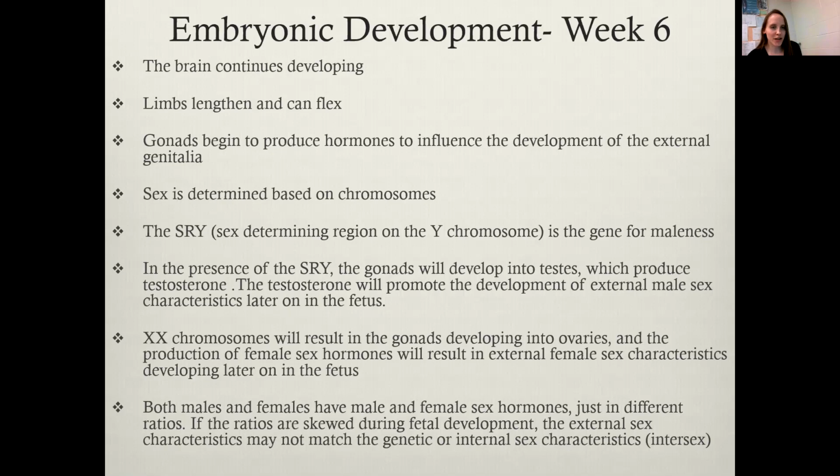Sometimes those ratios aren't where they should be during fetal development, so it can result in the genetics of a fetus being different than the sex characteristics that develop. So for instance, like someone who is XY and yet develops ovaries instead of testes. It could also cause the development of intersex individuals where they have a combination of both male and female sex characteristics. So for instance, they might develop a penis but also have ovaries.